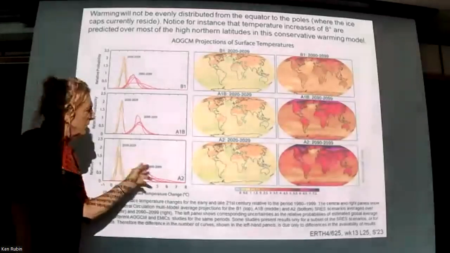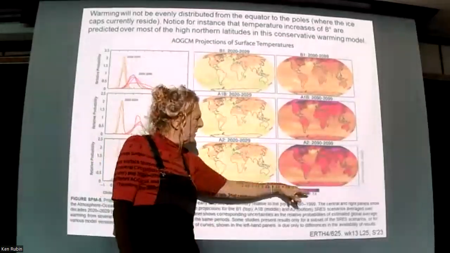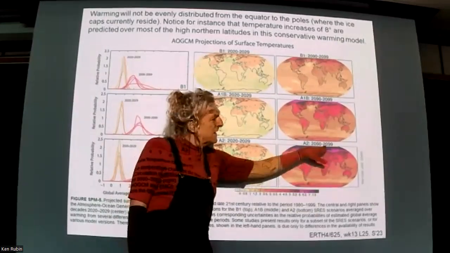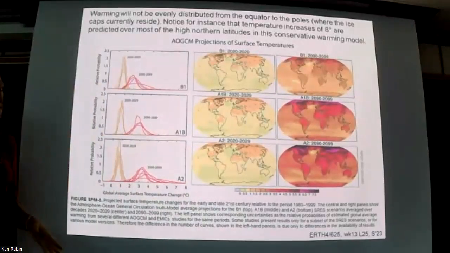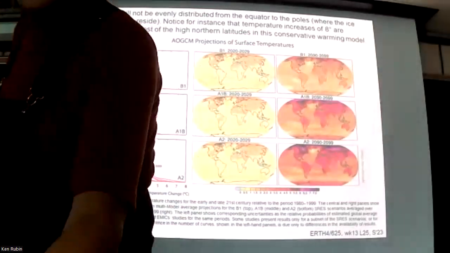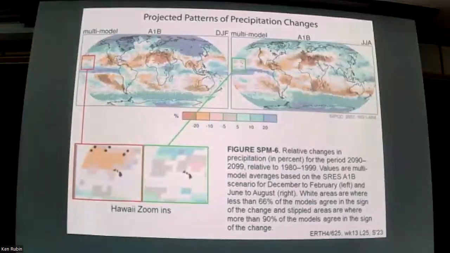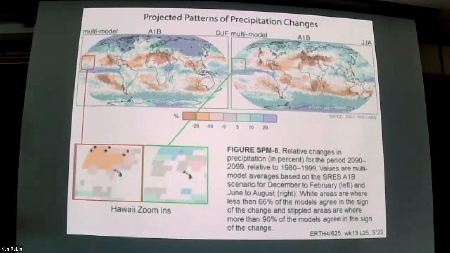And so in this worst case scenario here, which is the business as usual scenario, which we've pretty much been following, puts us at 7.5 or 8 degrees C at the North Pole by the end of the century. That is definitely an ice-free future for the North Pole, if that's what we follow. The other thing we can look at is predicted patterns in global precipitation and how that will vary.